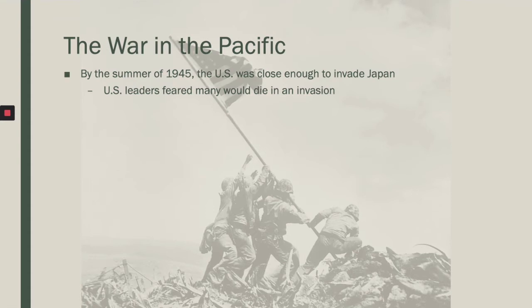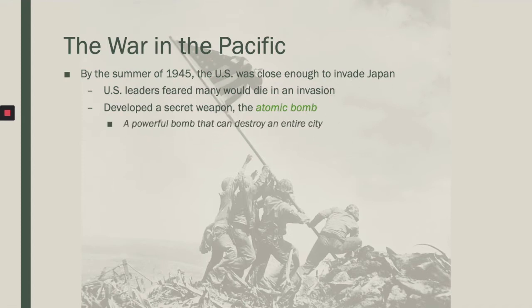U.S. leaders feared many would die in an invasion like they had in previous ones, and so we developed a secret weapon at the time, the atomic bomb, that nobody's seen before. It's also a vocabulary word, a powerful bomb that can destroy an entire city. President Harry S. Truman is the one where the decision comes down. He's president at the end of World War II.